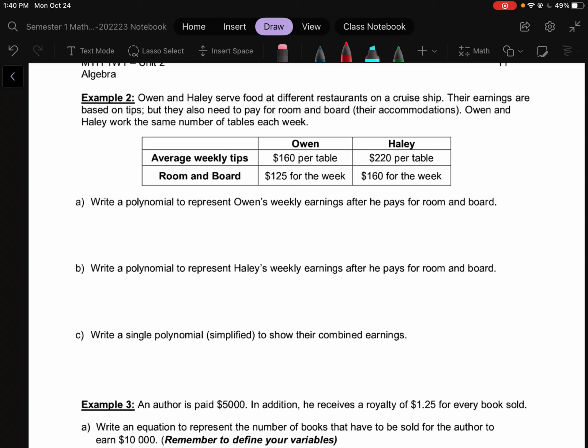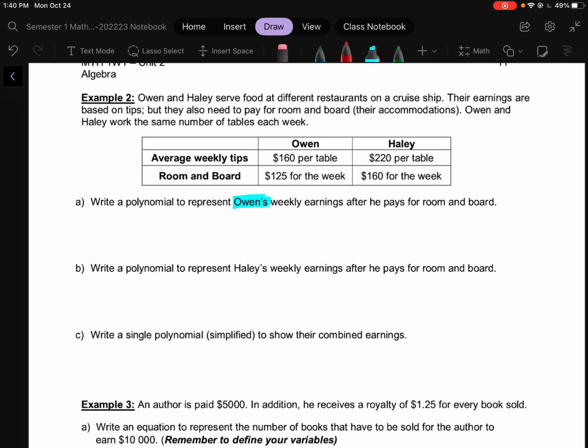So we have Owen versus Haley. Owen makes $160 per table. Haley makes $220 per table, but for the room and board, Owen's is less. It's $125 per week, and Haley's is $160 per week. So we're going to write a polynomial expression to represent Owen's weekly earnings after he pays for room and board. So we're going to start with Owen first.